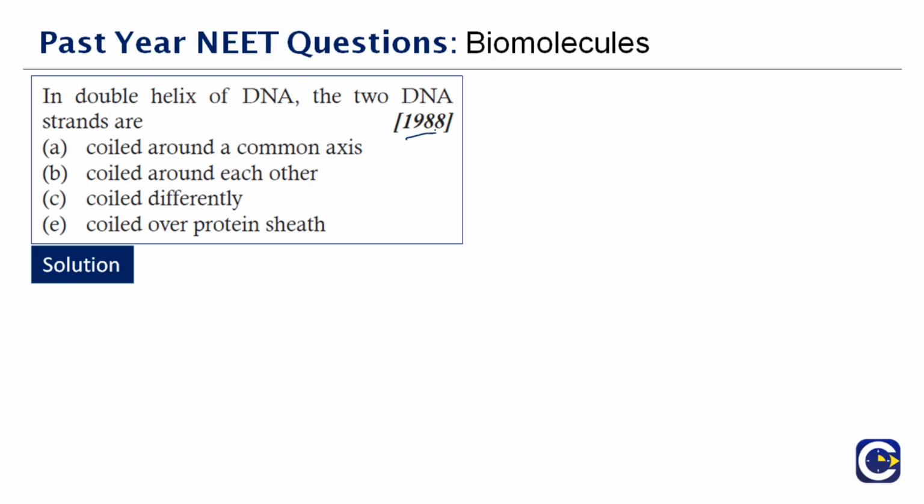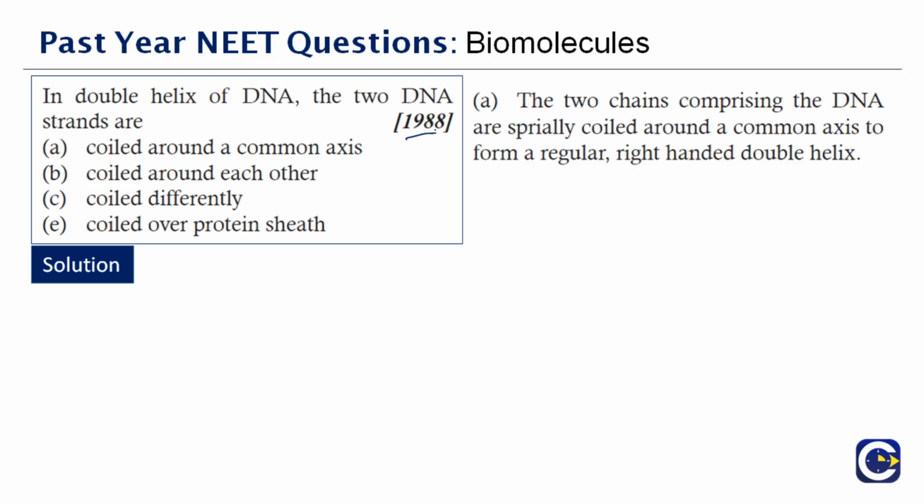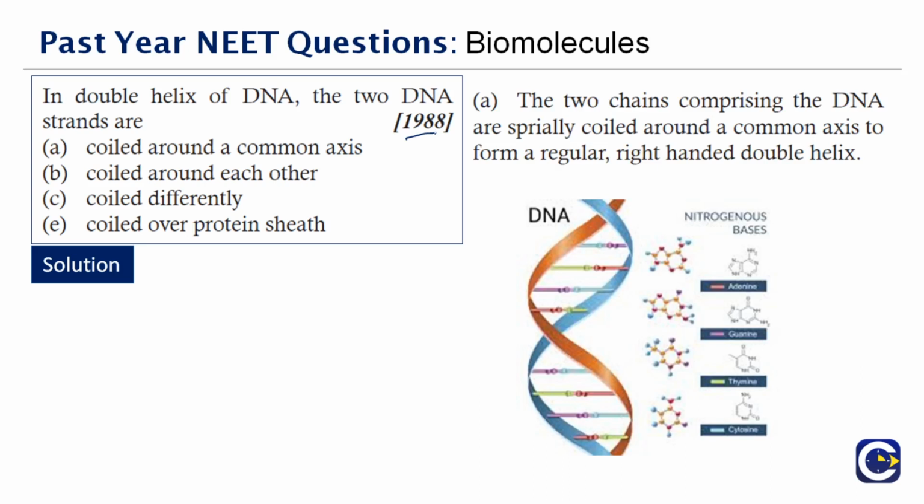Now, in the DNA double helix, the two DNA strands will be coiled around a common axis. Okay? It will not be coiled differently. The two chains comprising the DNA are spirally coiled around a common axis to form a regular right-handed double helix. So it follows the right-handed double helix. Can you see the image to your right side? It has a nitrogenous base, a sugar, and a phosphate group. Only when it coils around a common axis do you get the right-hand principle there. Therefore, the correct answer is option A.